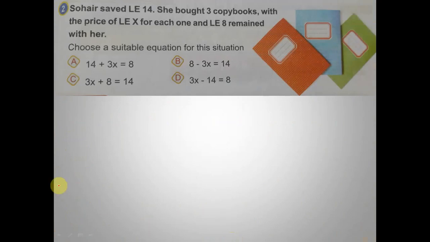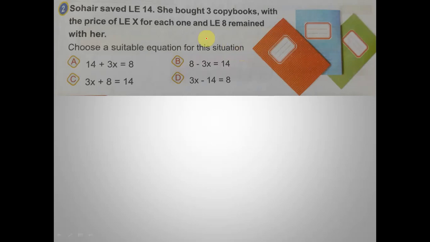Number 2, another exercise. Here she saved LE14. She bought 3 copybooks with the price of LEX for each. Each copybook equals LEX, and LE8 remained with her. Choose a suitable equation for this situation.